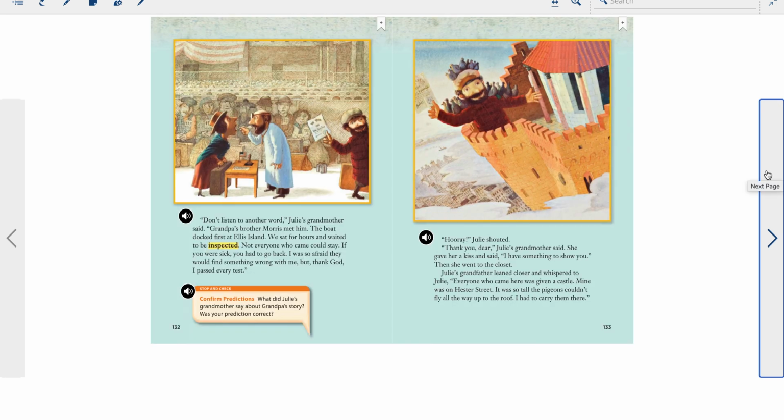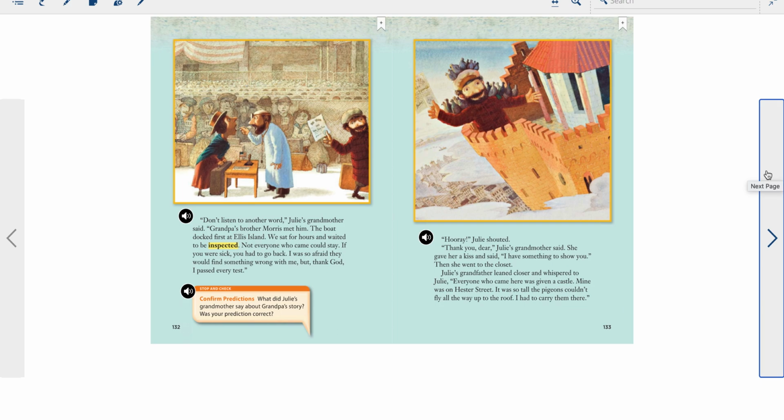"Don't listen to another word," Julie's grandmother said. "Grandpa's brother Morris met him. The boat docked first at Ellis Island. We sat for hours and waited to be inspected. Not everyone who came could stay. If you were sick, you had to go back. I was so afraid they would find something wrong with me, but thank God I passed every test." "Hooray!" Julie shouted.